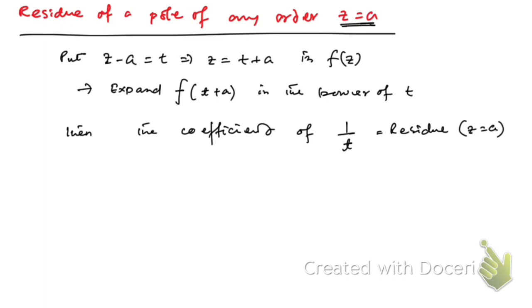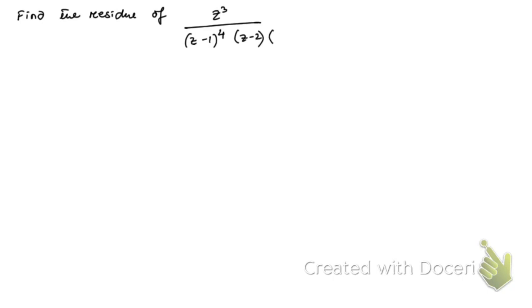So now let me give you an example. So here is the question. Suppose find the residue of this function: z cube divided by z minus 1 whole to the power 4, z minus 2 and z minus 3, right? At z is equal to 1, right? So it is very clear. You see z is equal to 1. So here z minus 1 whole to the power 4, that is the pole of order 4, right?